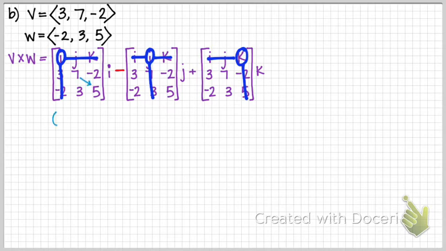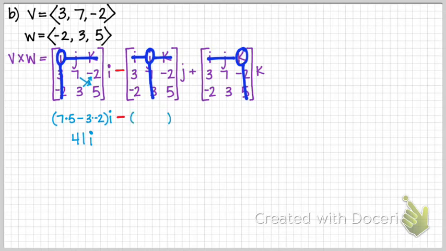So for this one, we'll take 7 times 5 minus 3 times negative 2. So that means we got 35 minus negative 6, or 35 plus 6. That's 41. And then there's an I. Let's put my I there. All right. Then we have our minus sign. Careful about that.